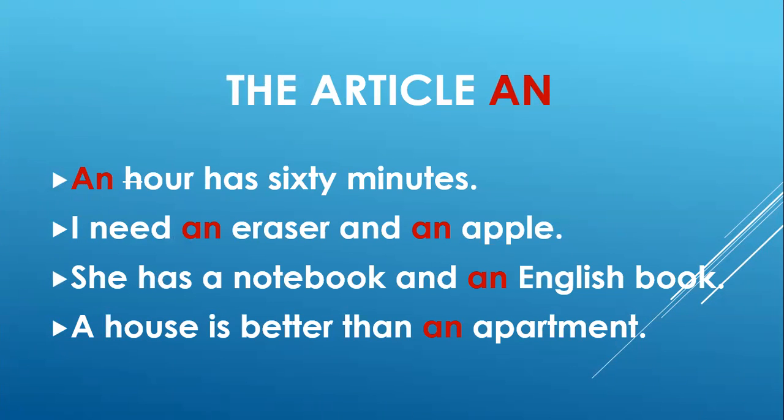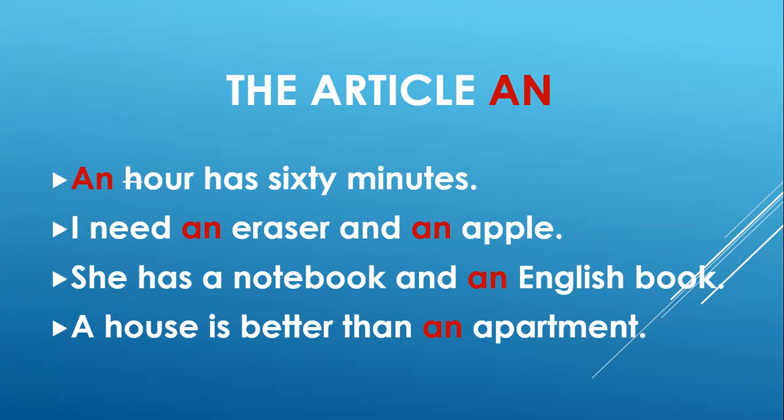Number 2, I need an eraser and an apple. In this case, we're using an because eraser has a vowel sound and also apple. She has a notebook and an English book. English has a vowel sound. Then, a house is better than an apartment. Apartment has a vowel sound.